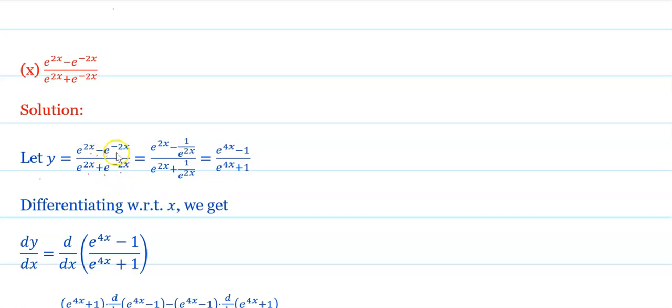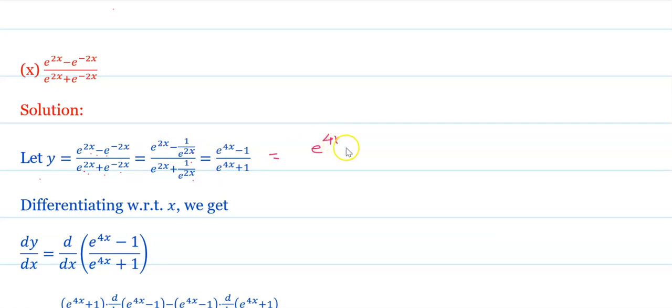E raised to minus 2x means what? 1 upon e raised to 2x, the power sign changes. Again for the denominator, e raised to 2x plus e raised to minus 2x means 1 upon e raised to 2x. Next simplification: e raised to 2x into e raised to 2x will become e raised to 2x plus 2x.